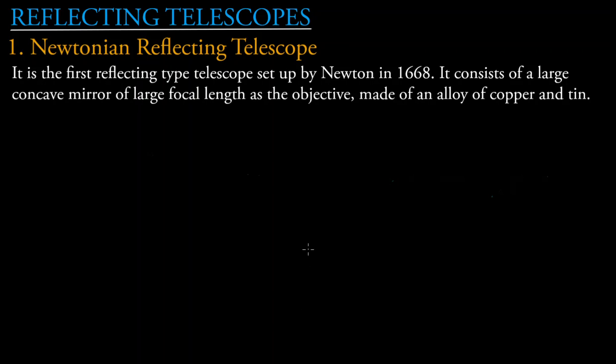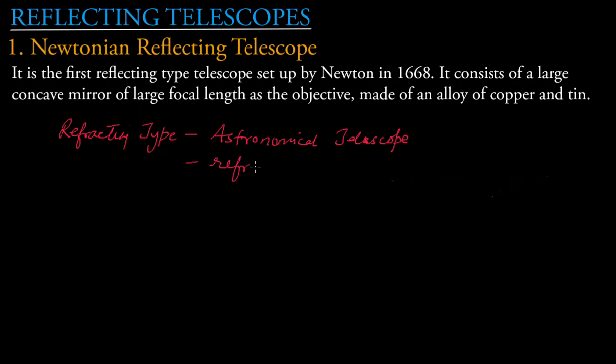Hello everybody. So in this video we will talk about the reflecting telescopes. Now the telescopes that we discussed earlier, like the astronomical telescope, is a refracting type telescope. Now why is it called a refracting type telescope? It is called a refracting type telescope because it makes use of the phenomenon of refraction.